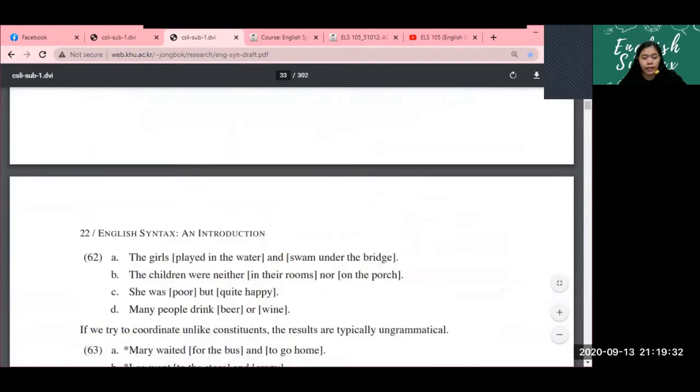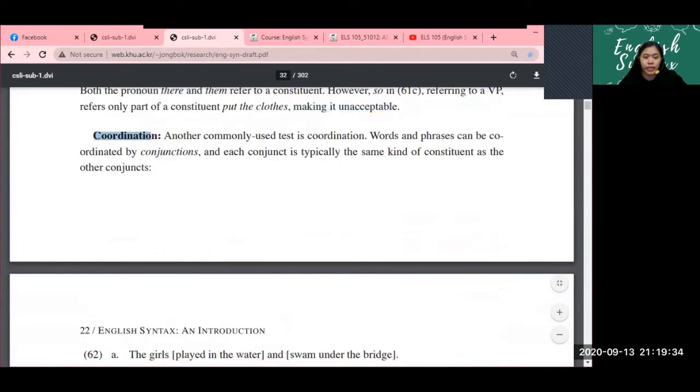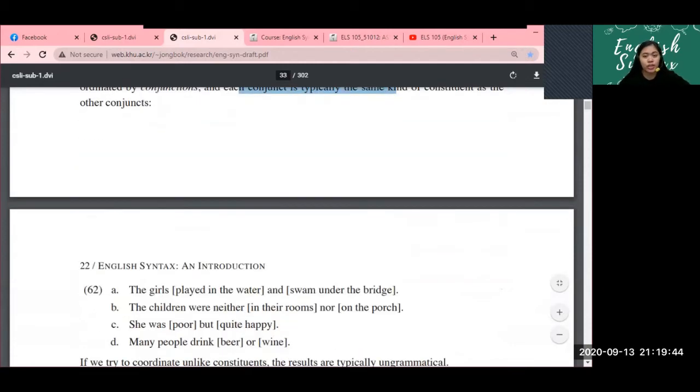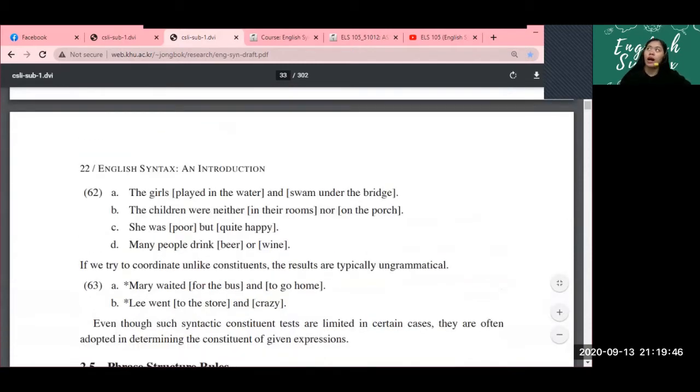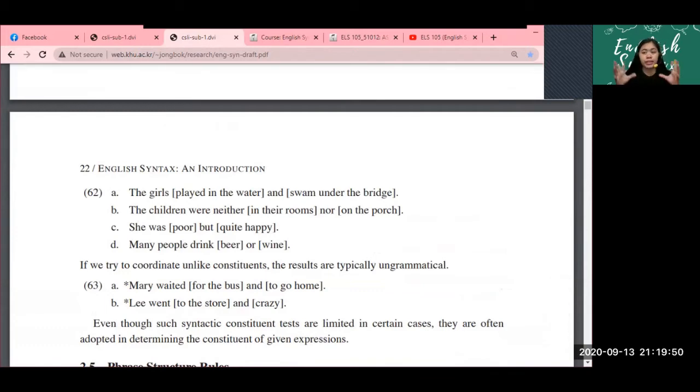And the last test is coordination. Words and phrases can be coordinated by conjunctions, and each conjunct is typically the same kind of constituent as the other conjunct. So this refers to combining longer sentences.